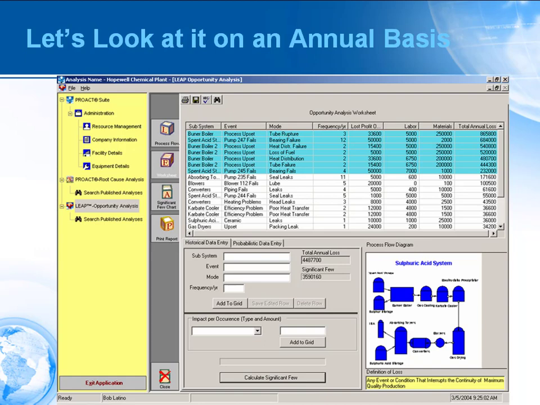Now what this does is it bubbles up the chronic type of failures that happen all the time and then measures them by their impact when they do occur.